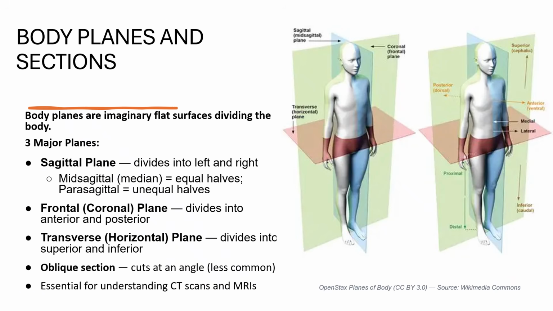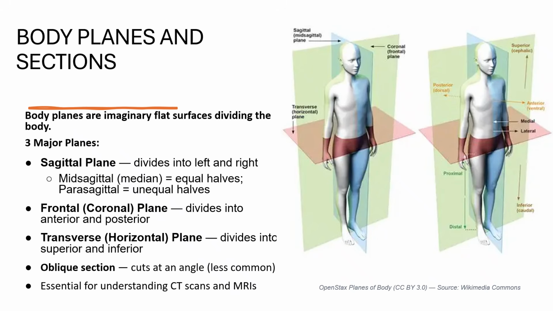Body planes are imaginary flat surfaces passing through the body. They are essential for medical imaging. The sagittal plane divides into left and right. If exactly down the middle, it is mid-sagittal. If off-center, it is parasagittal.